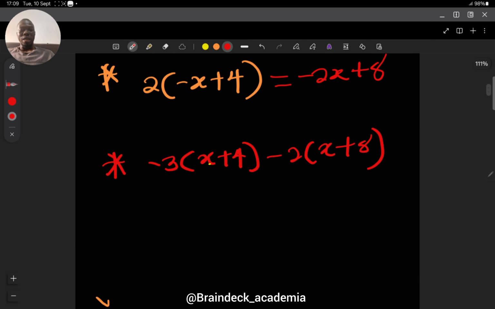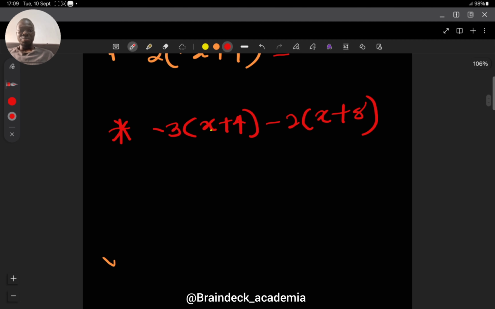Let's make it more interesting. Look at this question we have here. For this particular question, apart from distributing, you're also going to simplify, because definitely you're going to have some like terms after distributing. So negative 3 times x here will give me negative 3x. Negative 3 times plus 4 will give me negative 12. Negative 2 times x will give me negative 2x. And negative 2 times plus 8 will give me negative 16.